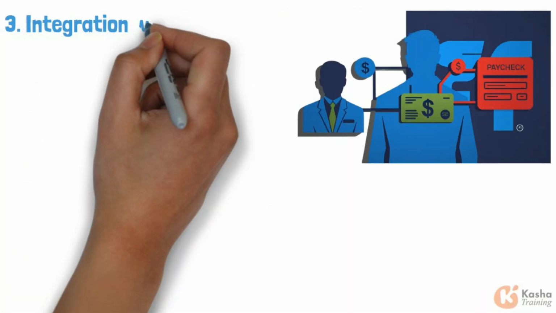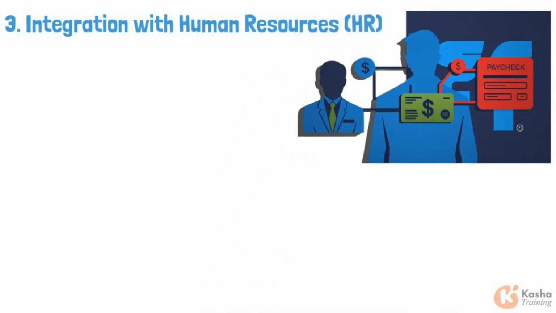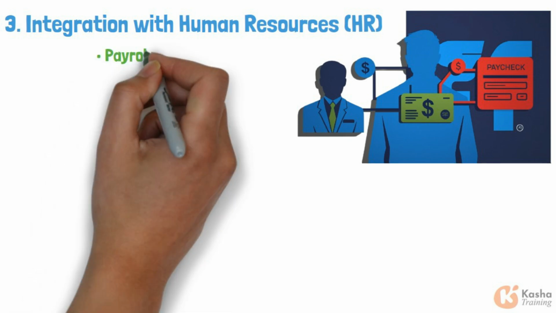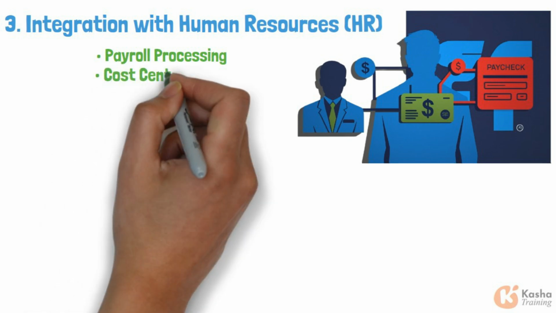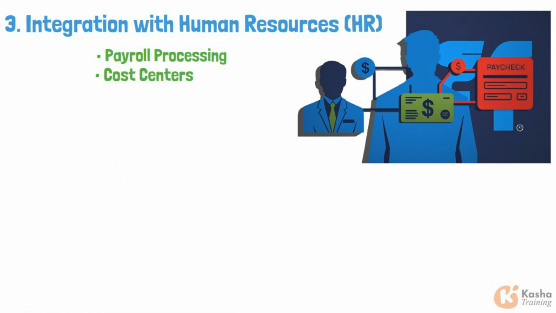3. Integration with Human Resources (HR). Integrating SAP FI with HR ensures that payroll and employee-related expenses are accurately reflected in financial reports. Payroll processing: employee salaries and benefits processed in HR automatically update relevant expense accounts in FI. Cost centers: HR data can be linked to cost centers in FI, enabling detailed tracking of labor costs across departments.